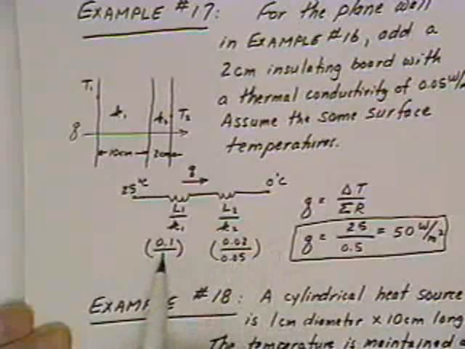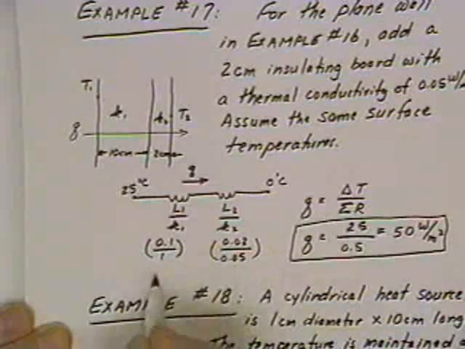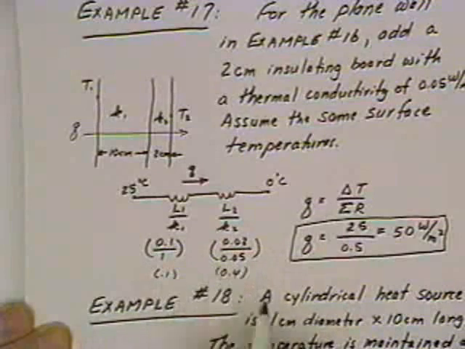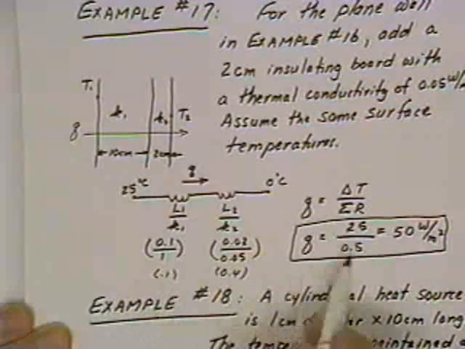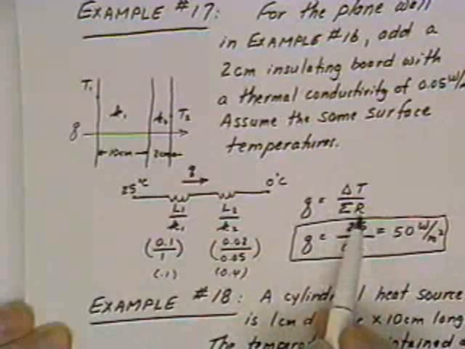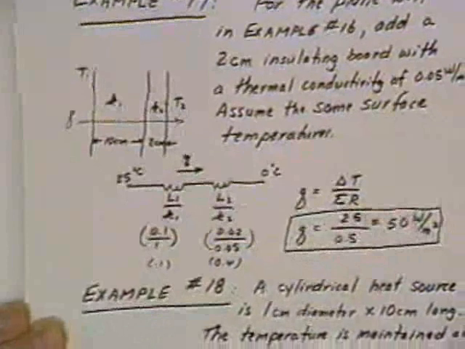So this turns out to be 0.1, this turns out to be 0.4, and so you sum these two resistances up, and the total resistance turns out to be 0.5. And so delta T over the sum of the R's of 0.5 gives us the heat transfer. So that's 25 divided by 0.5, which is 50.